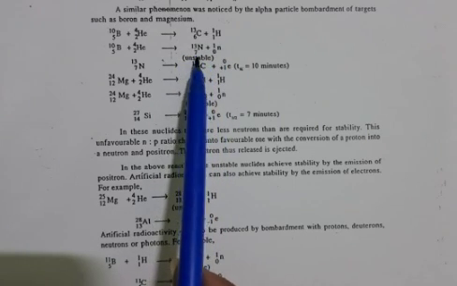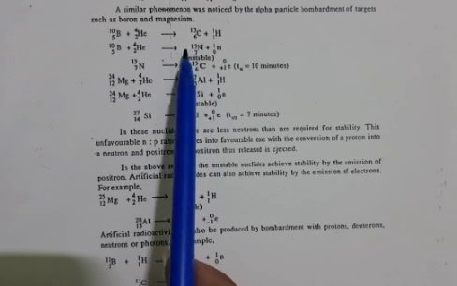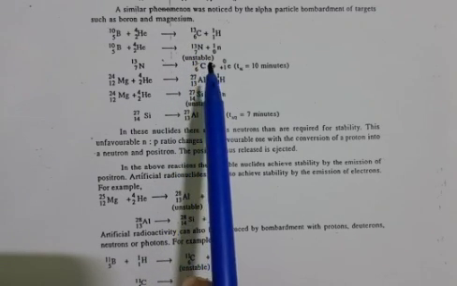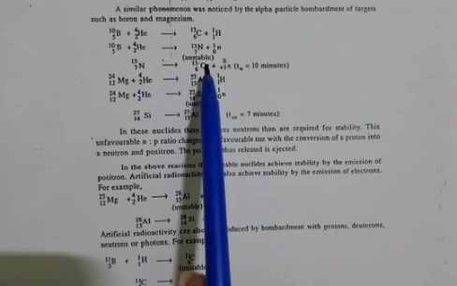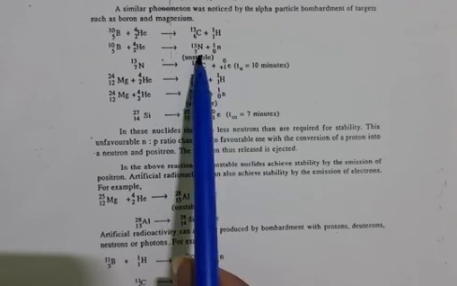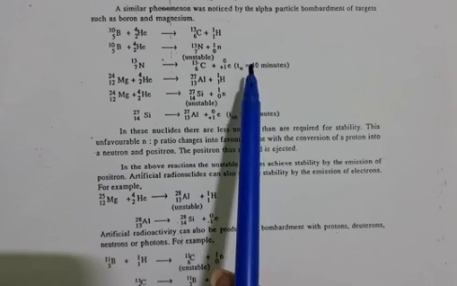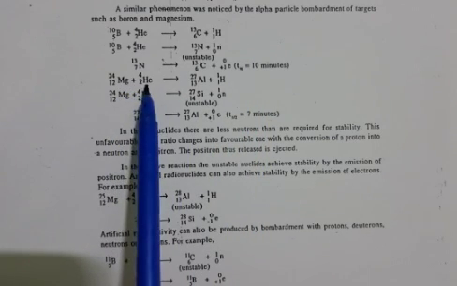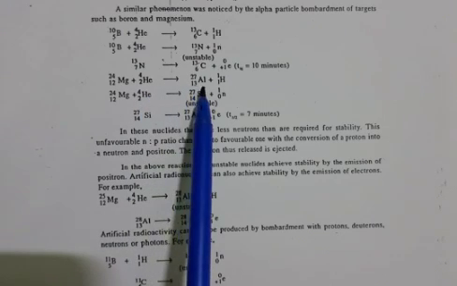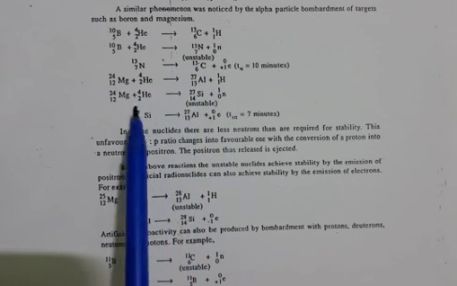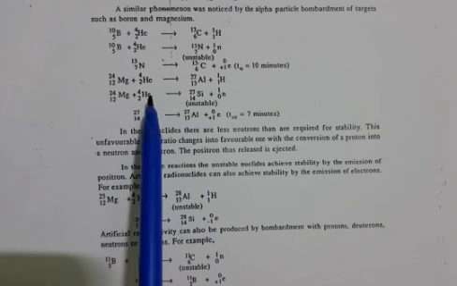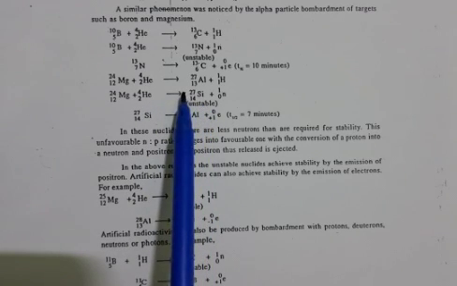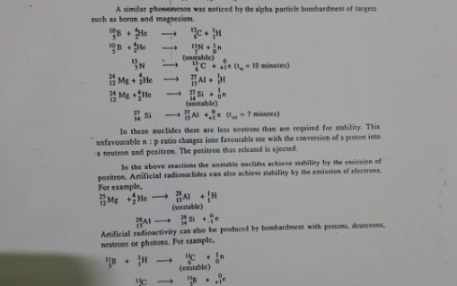This nitrogen having an odd number of protons and neutrons is said to be unstable. In this example, when magnesium is bombarded with an alpha particle, it forms aluminum, which is stable. When magnesium is bombarded with helium, it forms silicon having mass number 27, which is said to be unstable.